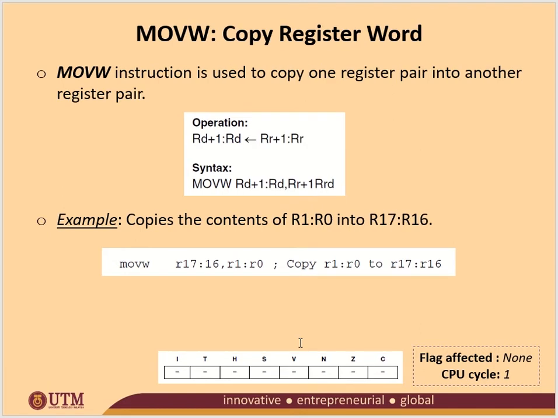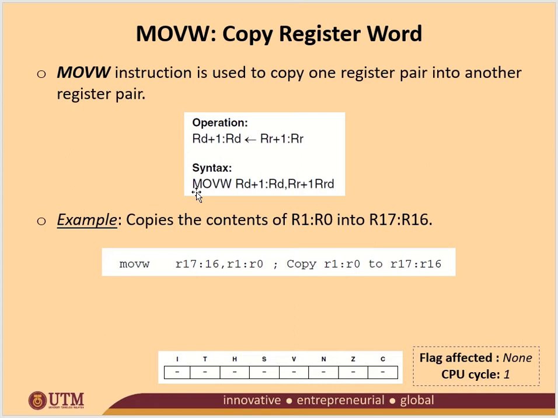Then we have the MOVW. What does MOVW do? You want to copy a register word. What is a register word? It means that you want to copy 16-bit data. Oh, sorry, 2 byte data. So the MOVW instruction is used to copy one register pair into another register pair.